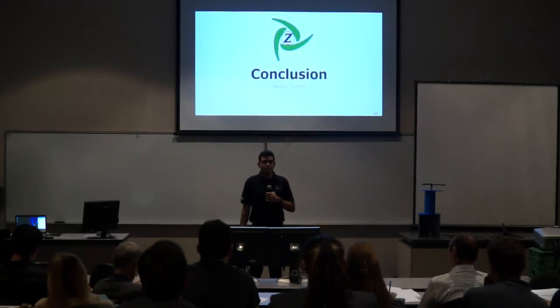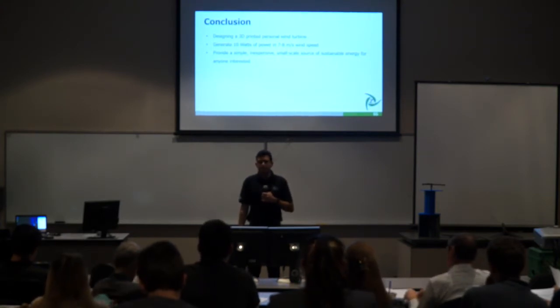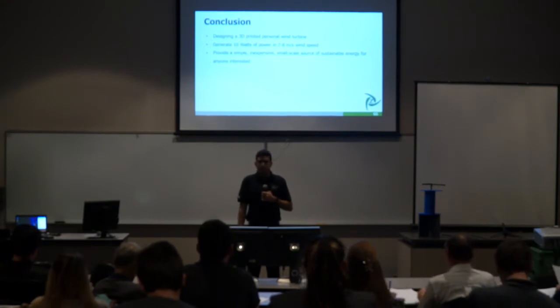To conclude our presentation, Project Zephyr is designing a 3D printed personal wind turbine. This wind turbine will generate 10 watts of power at 7 to 8 meters per second wind speed, or around 17 miles per hour. The design is intended to be open source, so this will be a solution for a simple, inexpensive, small-scale, sustainable energy source for anyone who is interested.